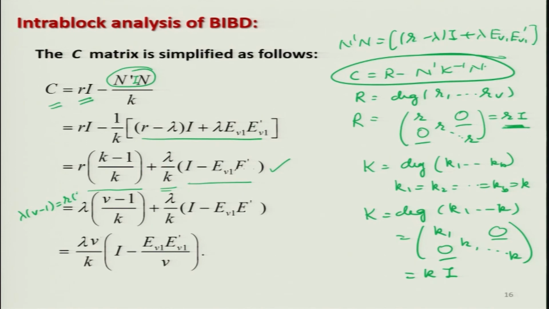And then if you use the relationship that lambda into V minus 1 is equal to R K minus 1, I can use this R into K minus 1 and write lambda into V minus 1, and all other terms will appear as such. Now, if you simplify it, we get lambda V upon K into I minus EV1 into EV1 transpose upon V, this form of C.